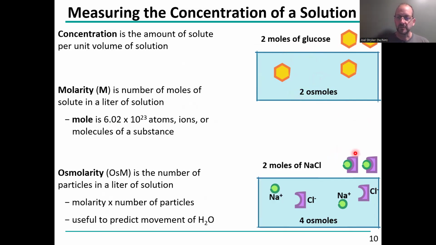Well, what happens when we have something different? So here, if we have 2 moles of sodium chloride, it's going to separate when it gets into water. So it's going to turn into sodium ions and chloride ions. In both cases, they're fully dissolving and creating a solution, but the dissociation that happens with this ionic compound results in double the number of particles. So if we had 2 moles of sodium chloride, we now have 4 osmoles present in the solution.